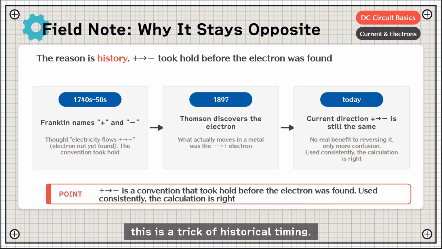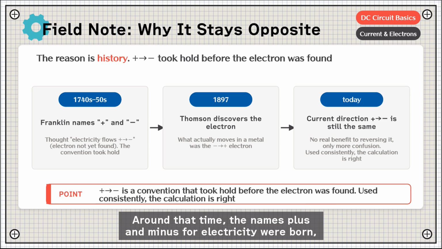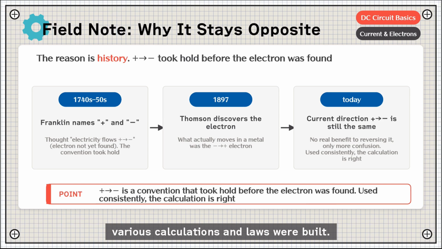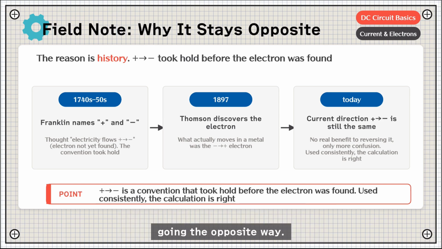Actually, this is a trick of historical timing. Back when the study of electricity began, the particle called the electron hadn't been found yet. Around that time, the names plus and minus for electricity were born, and based on the idea that the electricity flows from plus to minus, various calculations and laws were built. But later the electron was discovered, and it turned out that what actually moves inside a metal is the negative electron, going the opposite way.